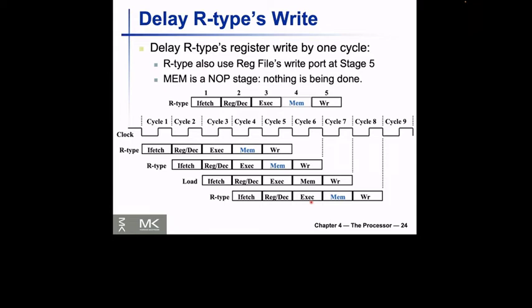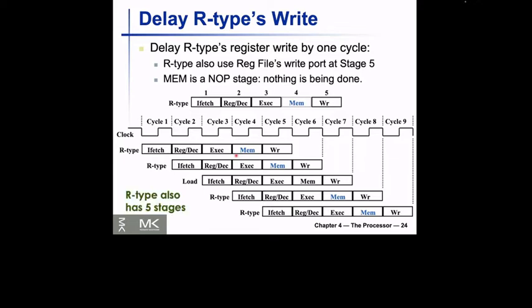Again, this is a workaround. Somehow we try to fix the issue. It's a workaround, but it's doable. Now every instruction has to go through the entire 5 stages. That's our first fix.